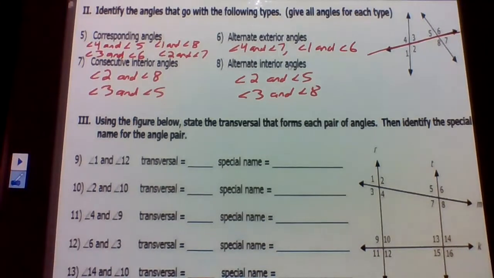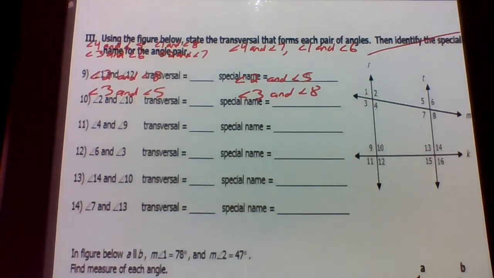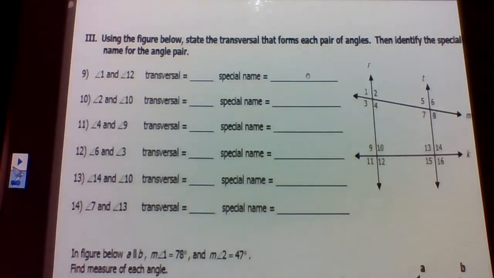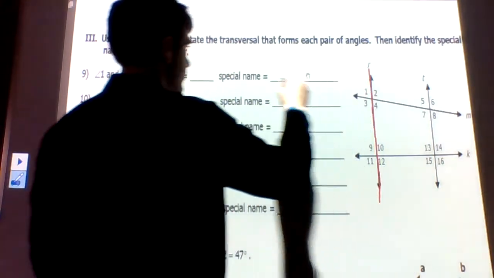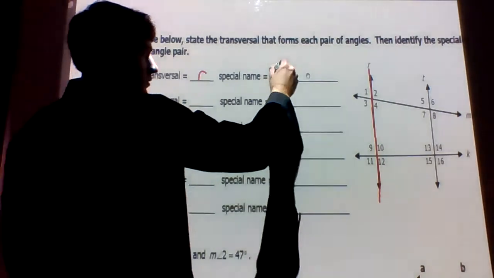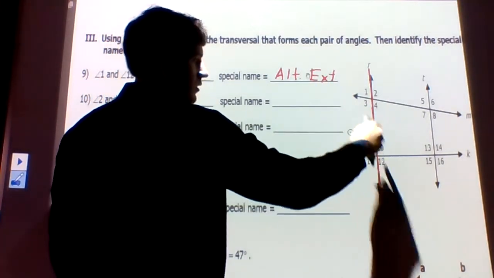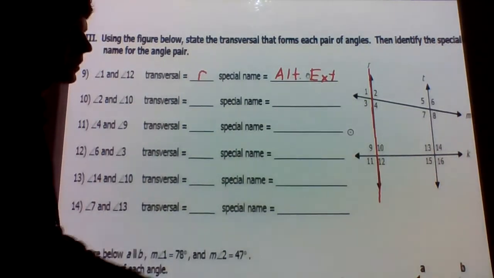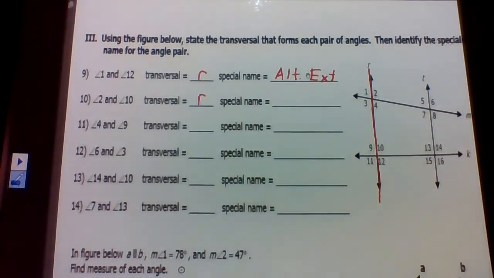Okay. Next section, we want to name what the transversal is, and again, use our special angle pair name. Okay, so 1 and 12. Here's our transversal. And 1 and 12 are alternate exterior. They're on alternate sides of that transversal, and they're outside of the two lines. That's alternate exterior.